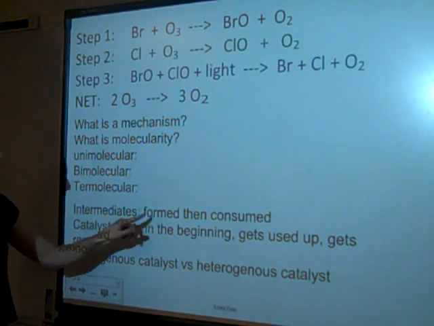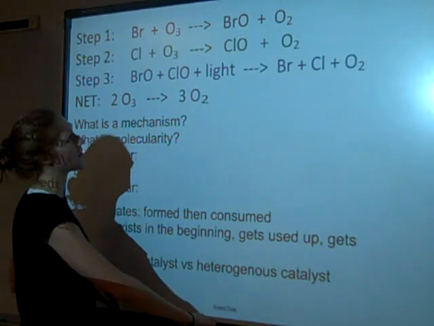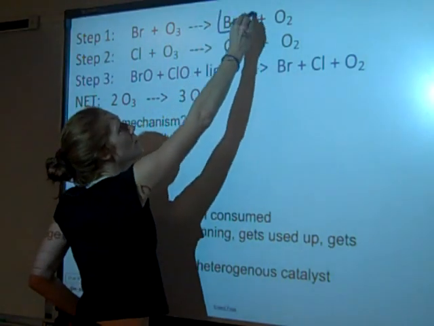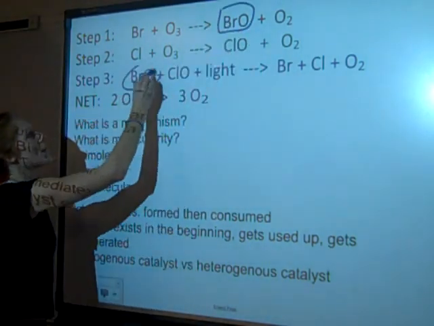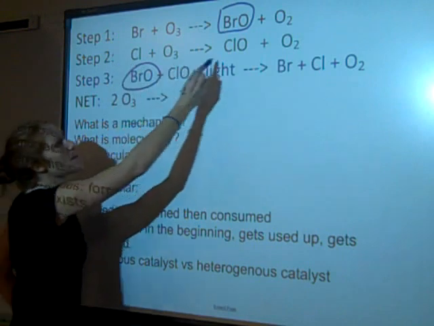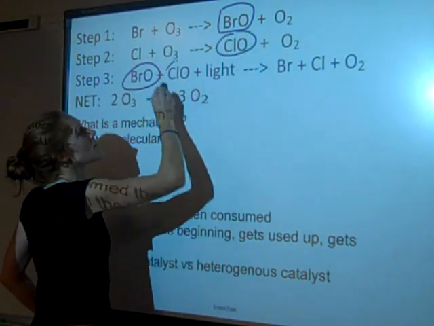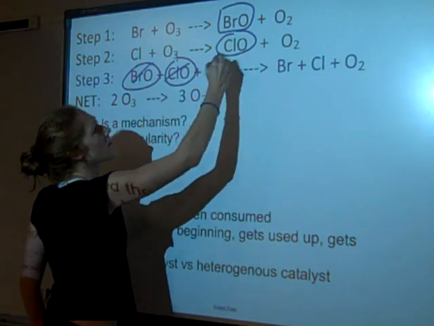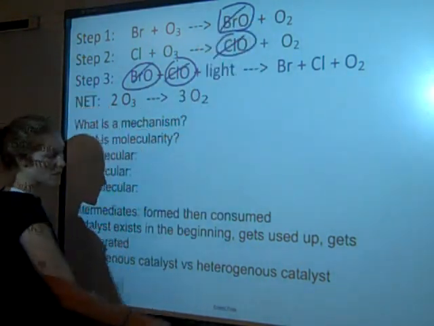An intermediate is something that's going to be formed and then it's going to be consumed. So for example, this BrO forms and then it gets used up down here. And the ClO forms in the second step and gets used up in the third step. So those are intermediates, anything that's going to be produced and then consumed.